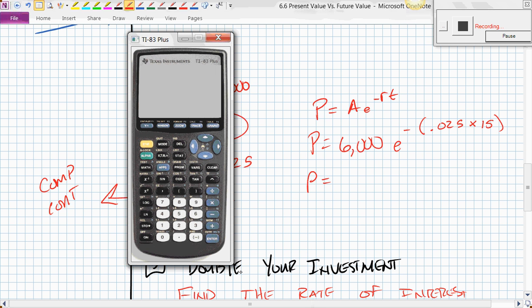So here's our calculator. Turn it on, clear it out. Wait, how many? It was 12 years, right? No, 15 years.